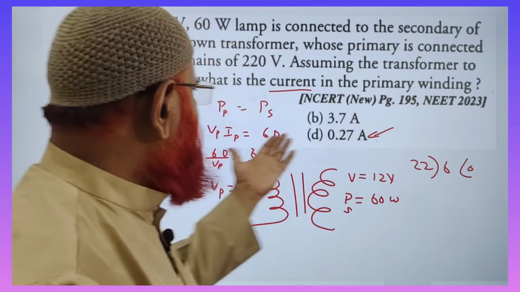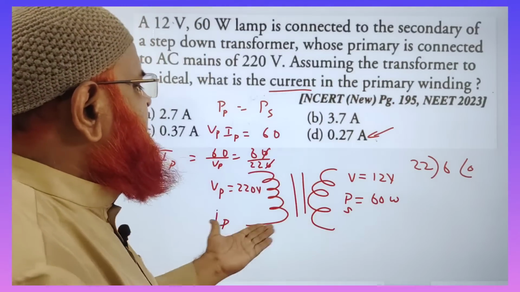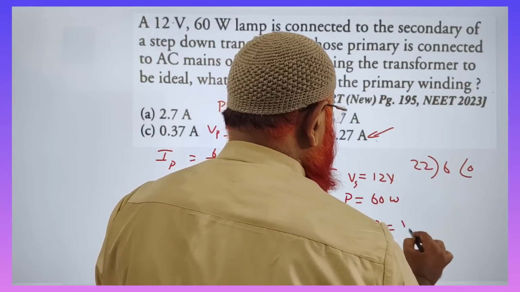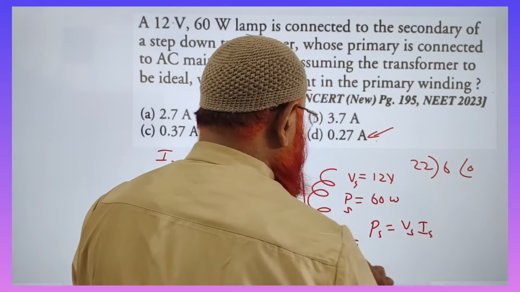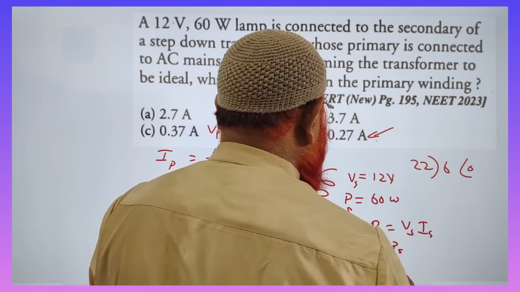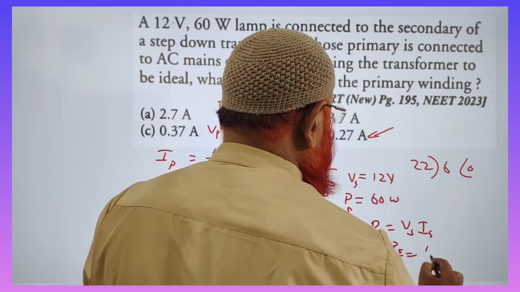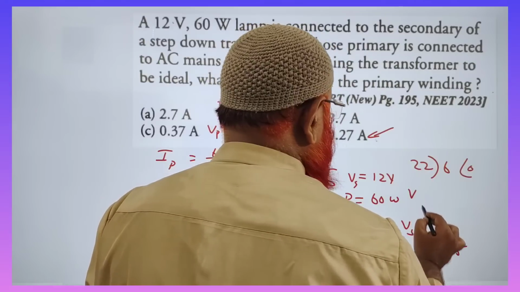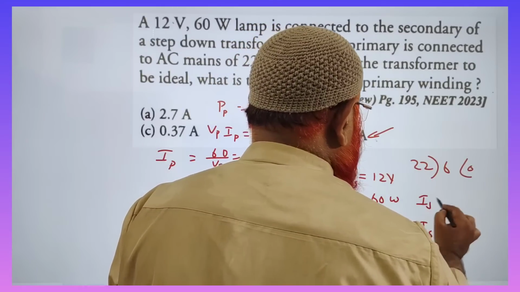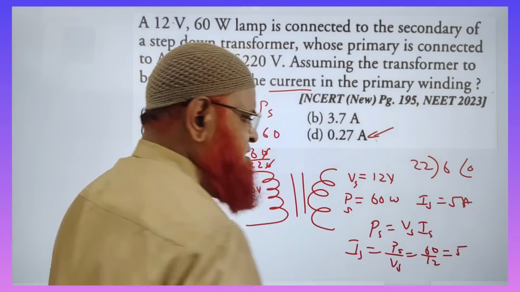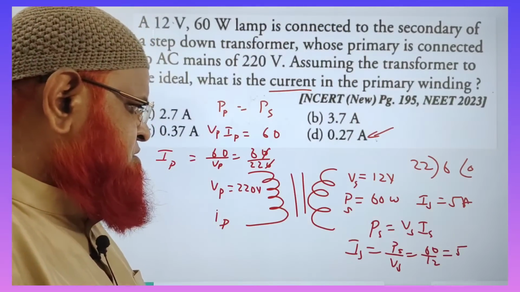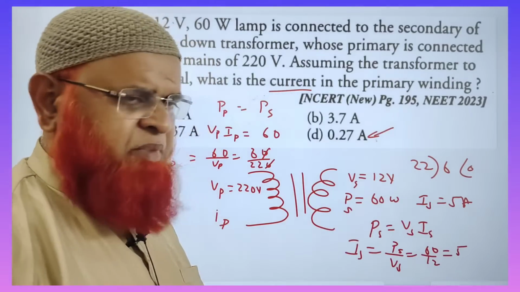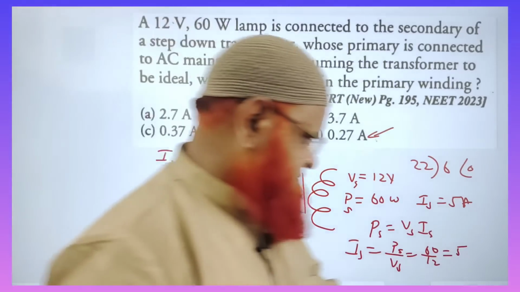Because he is asking for current at the primary, no? What is the current in the primary? If you were asked for current in the secondary, then what will you do? Power in the secondary is equal to voltage at the secondary times current at the secondary. Then current at the secondary is equal to power at the secondary by voltage at the secondary. 60 by 12, what is it? It is 5. So current at the secondary will become 5 amperes. What is the use of that? It is of no use. When power is there ready-made, why find out the current? It's a waste of time for us.